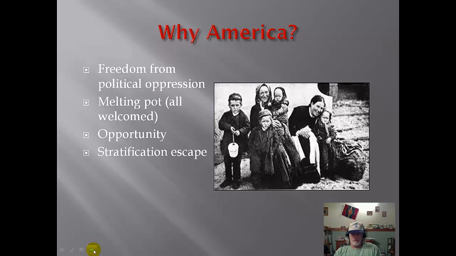The opportunity: Americans have always looked at it as the land of opportunity. You get a chance to pull yourself up by your bootstraps, as we looked at before, and you can make your fortune. Stratification escape: European countries were noticeably stratified. In other words, you had hierarchies, especially of nobility, and once you were born into that class, it was pretty hard to move. America did not have this stratification of royalty or monarchs, as they did in many of the European countries.